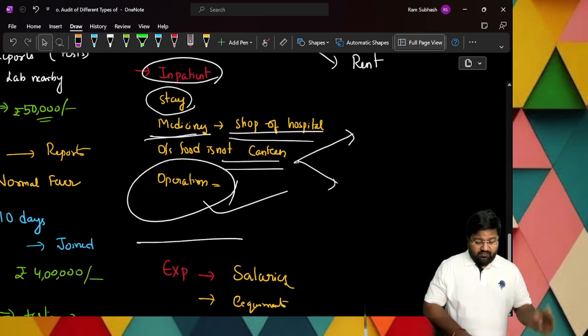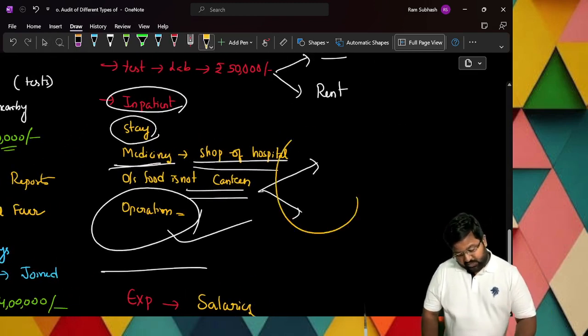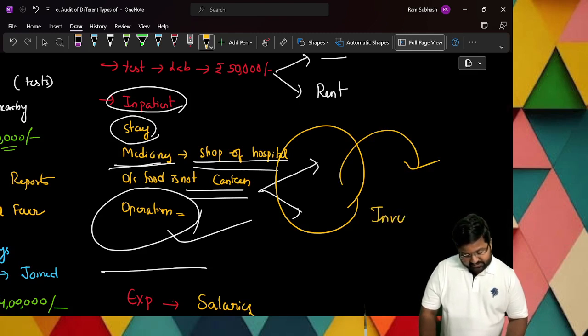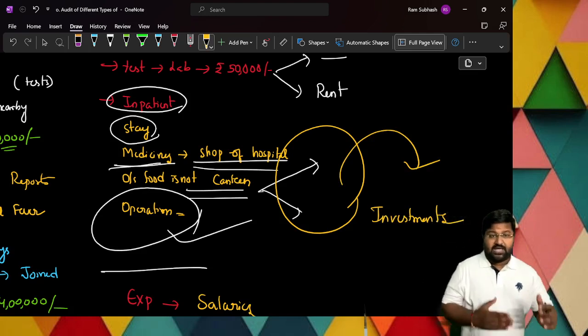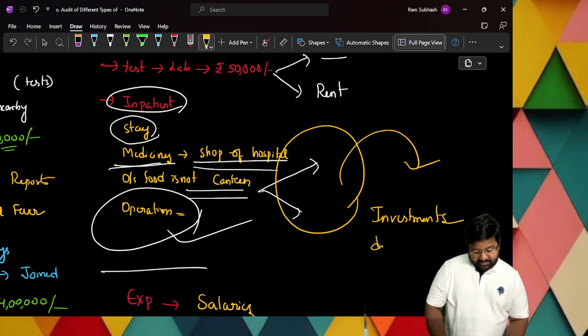Of the incomes, for example, if he is earning good income, automatically what will he do now? He will make some sort of investments. For example, I have purchased shares of MRF. Then automatically I will get dividends. This can be a source of income.